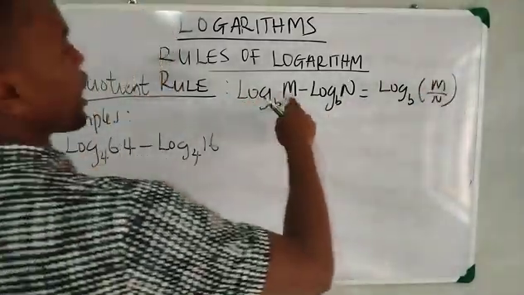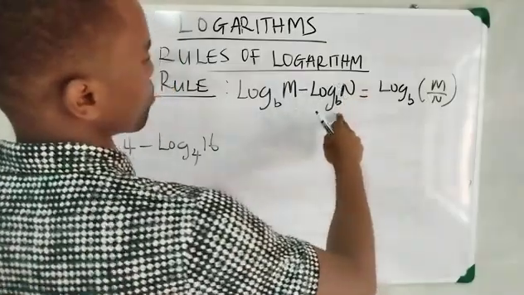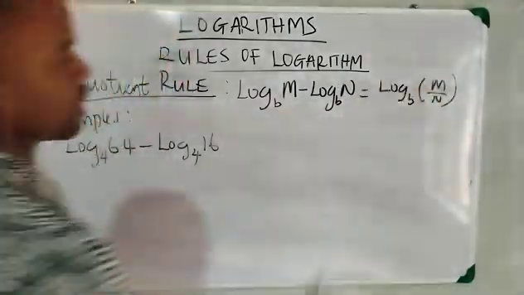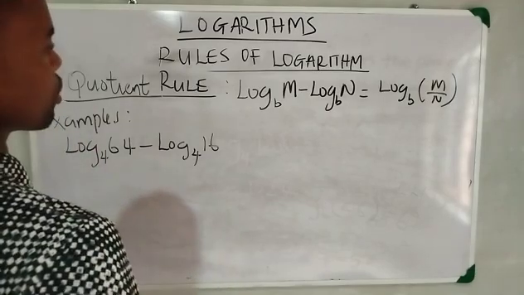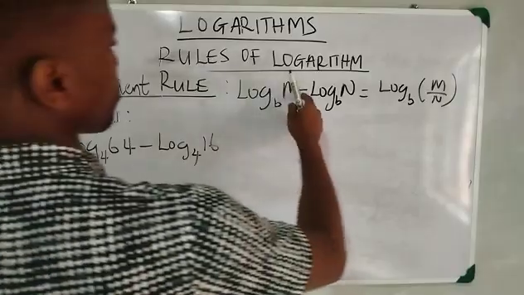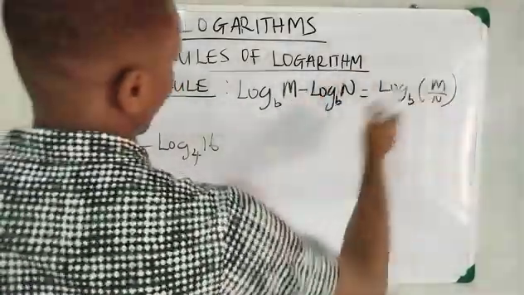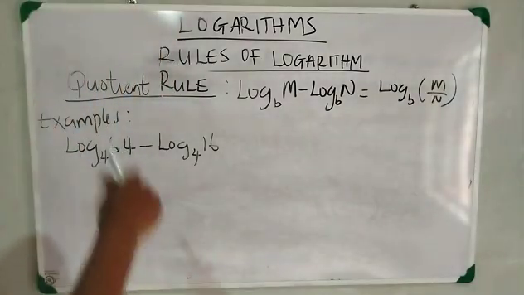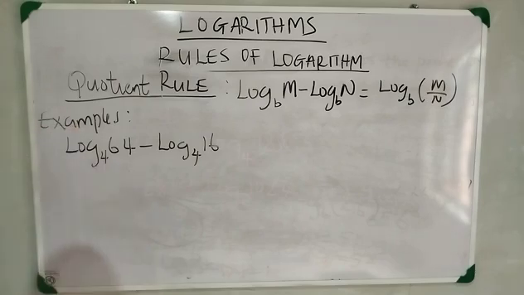So if you have log m in base b, subtracting log n in base b, it is equal to log m over n in base b, alright? If you notice, for the previous rule in our last video, when they are adding up, the two of them will multiply. But when they are subtracting, they will divide. So we have an example that says log of 64 minus log of 16.